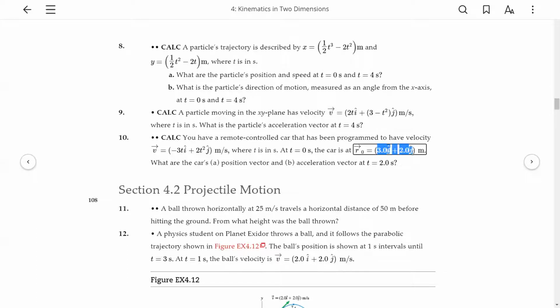So I'm going to write down the initial position vector. And then from that, I will figure out the car's position at some later time t. They're asking for the position at time t. We know we're going to have to integrate. They're also asking in part b for the acceleration vector, but that's easy. We've already talked about how acceleration is merely the derivative of velocity.